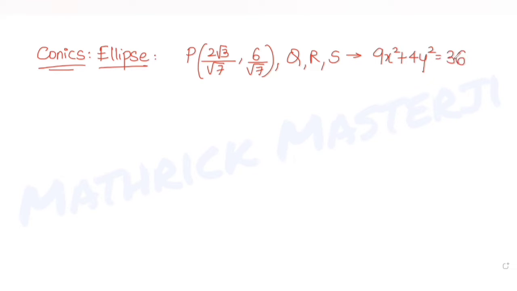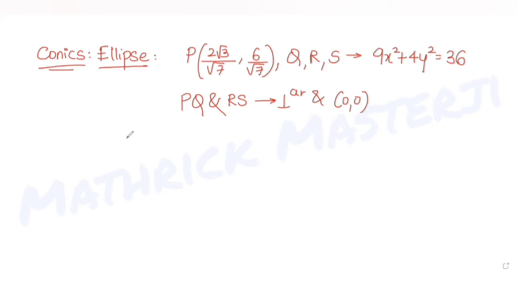if point P is (2 root 3 over root 7, 6 over root 7), then the other points Q, R, S are the 4 points on the ellipse given as 9x square plus 4y square equals 36. Further, the question tells us let PQ and RS be mutually perpendicular and pass through the origin. So PQ and RS should be perpendicular to each other and they should pass through the origin.